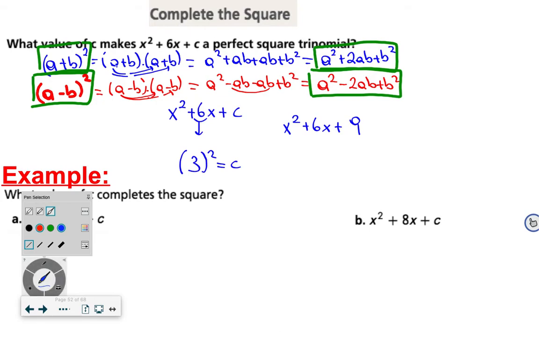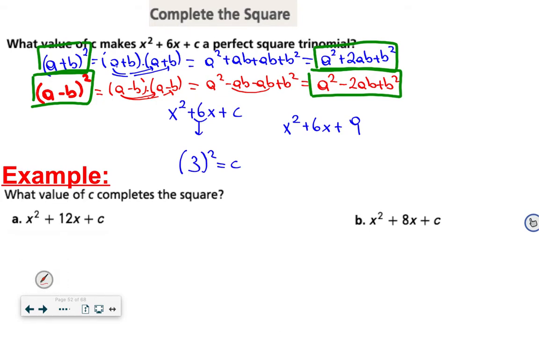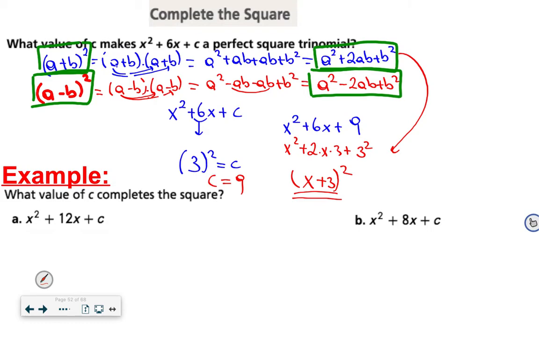How am I going to write this as a perfect square trinomial? This expression is x squared plus 2 times x times 3 plus 3 squared. If you compare with the formula, you can write it as (x plus 3) squared. This is a perfect square trinomial. So c must be equal to 9 to be able to write this expression as a perfect square trinomial.